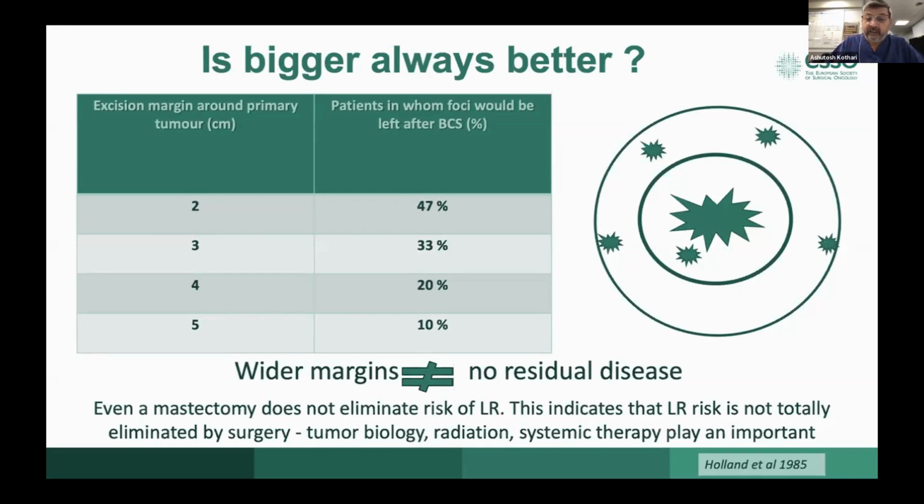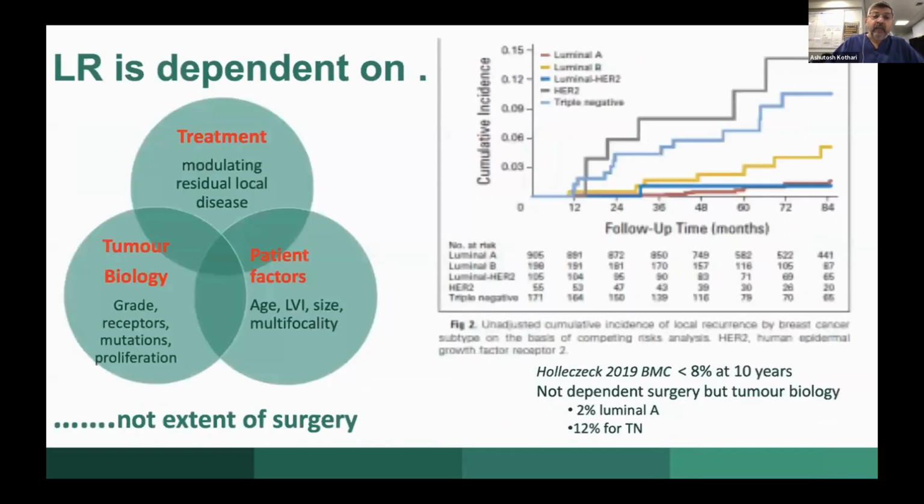So we know that there's something else that drives recurrences. What drives recurrences are treatment modalities, tumor biology, and patient factors like age and lymphovascular invasion. It's not the extent of surgery, because like I showed you, despite having the widest excisions, you may still have residual tumor. As we learn more and more about tumor biology, this graph shows you the tumor biologies from luminal A to triple negative breast cancers, and the recurrence rates at 10 years are overall 10% or 8%.